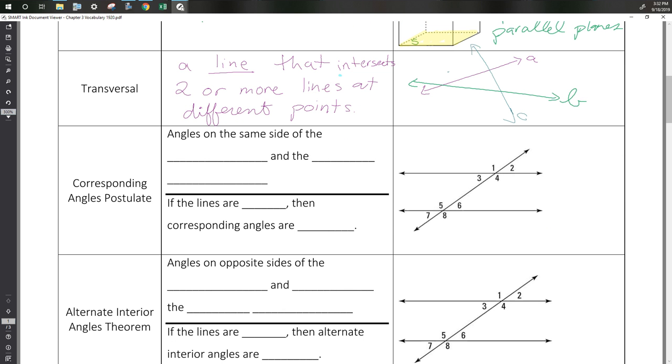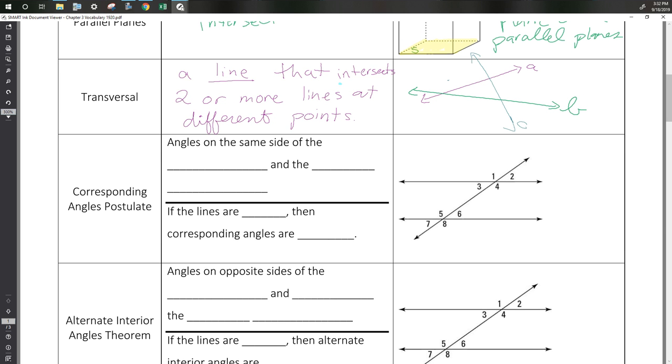Typically though, we're going to have something that looks more like these pictures on the right. So the first thing we have are called corresponding angles. Corresponding angles are angles on the same side of the transversal and the same side of the other 2 lines. So they have to be on the same side of the transversal.